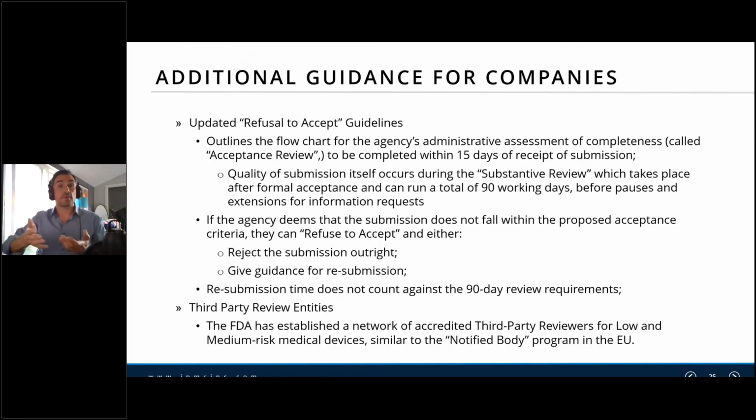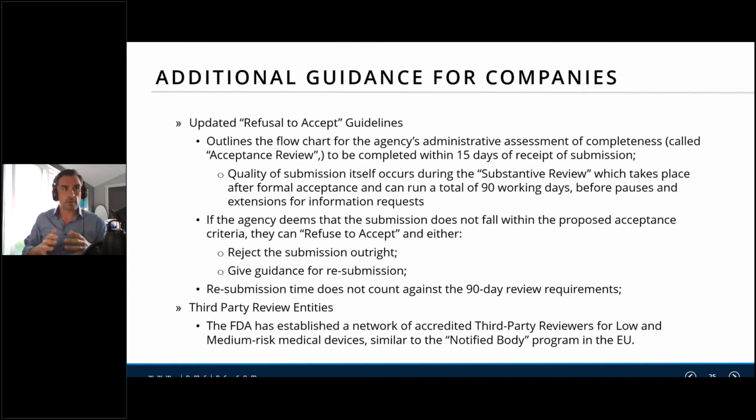Some additional guidance for companies was published along the same time as these classifications. They updated their refusal to accept guidelines. If you've noticed over the last couple of years, people are getting more and more of these refusal to accept notifications. They have clarified refusal to accept notifications where you are going to get an acceptance review completed within 15 days of receipt of submission.